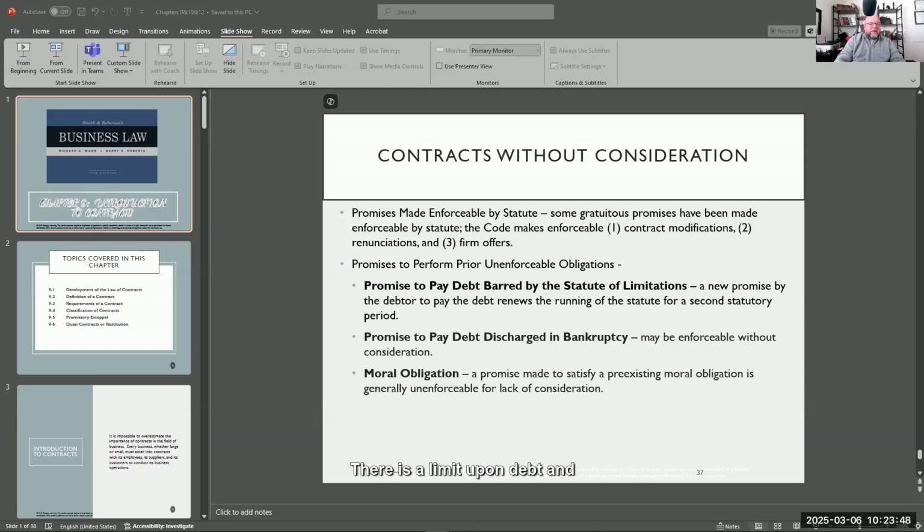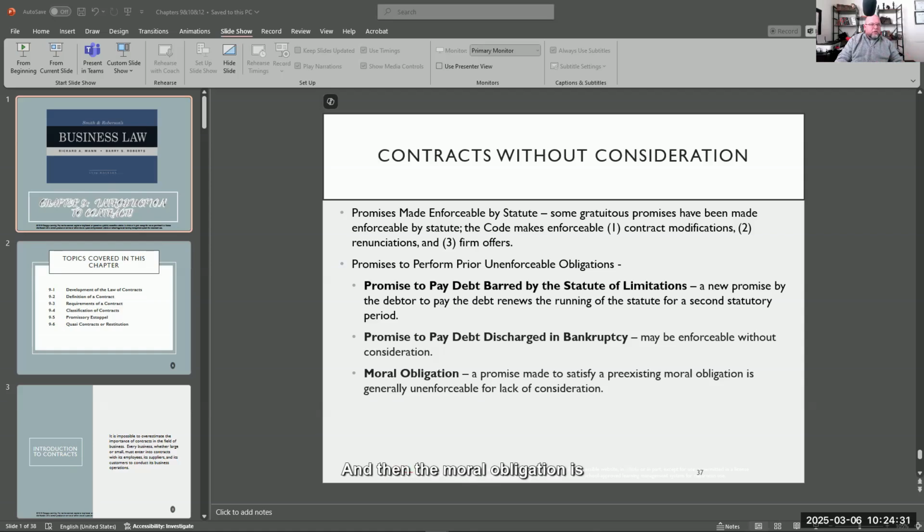There is a limit upon debt, and by statute, certain debts have a limit on how long they're good for. If someone hasn't paid, it will normally disappear off of credit reports. How companies get around this is they just sell that debt. When you enter into a new agreement with them, you start over that period for your payment in that statutory period. A promise to pay a debt discharged in bankruptcy can be enforceable without any type of consideration. You're just paying that debt because it is something that is owed.